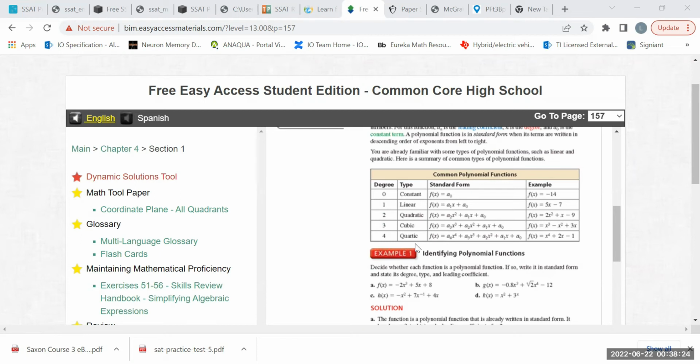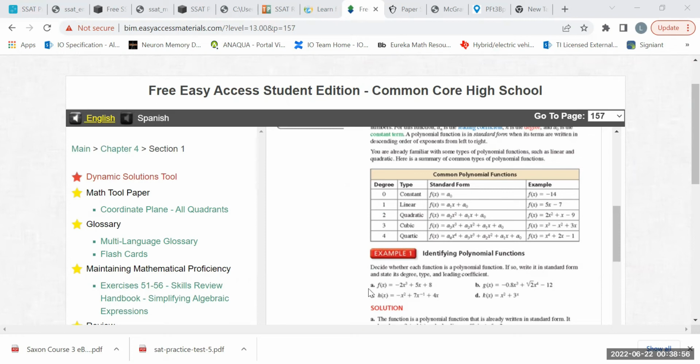Now let's look at example 1. Look at parts A, B, C, D. Identify whether each function is a polynomial. If yes, write it in the standard form. So what do you mean by standard form? Standard form means the terms are written in decreasing order of the powers to which the variables are raised, a decreasing order of the exponents. For example, if you see the quadratic function here, x to the power 2, then x to the power 1, and then x to the power 0, right? So that is the standard form.